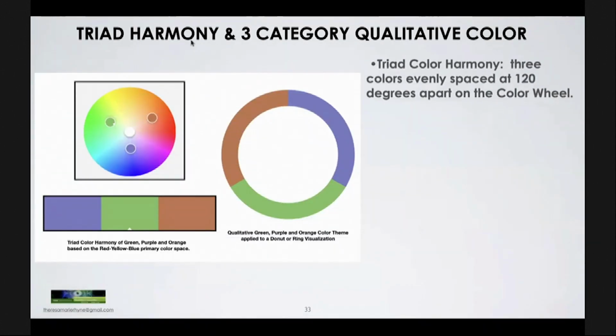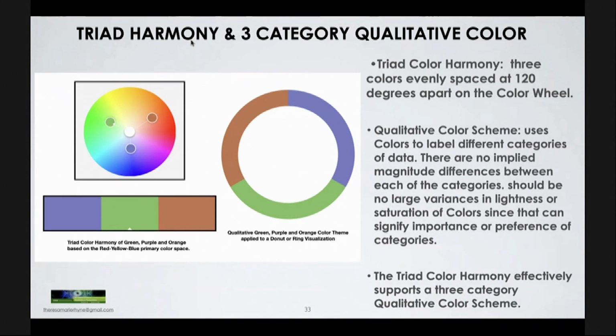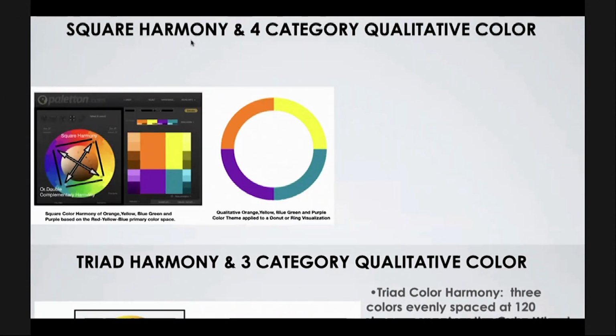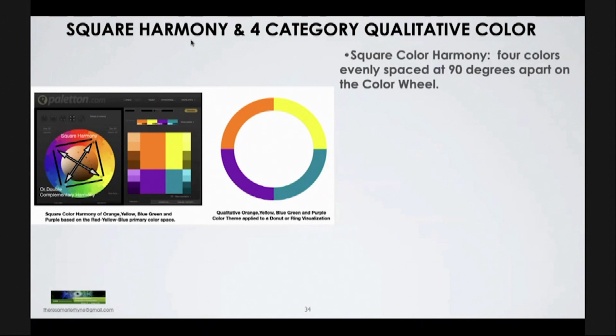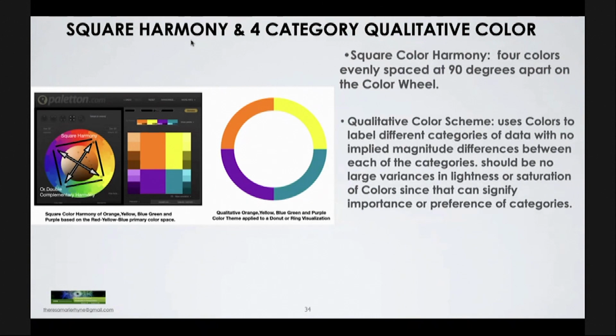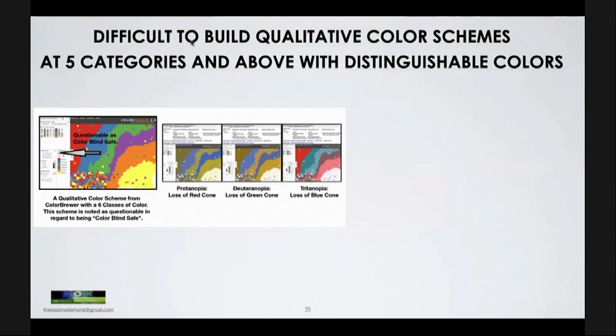Okay, so color harmony, the triad color harmony, if you saw that cyan, magenta, yellow, that turns out to make a great qualitative color harmony. It's 3 colors, 120 degrees apart on the color wheel. Another qualitative color combination is to use that square color harmony, 4 categories. So double complements, 90 degrees on the color wheel. Now, it turns out in color harmony, it doesn't go beyond 4 colors.